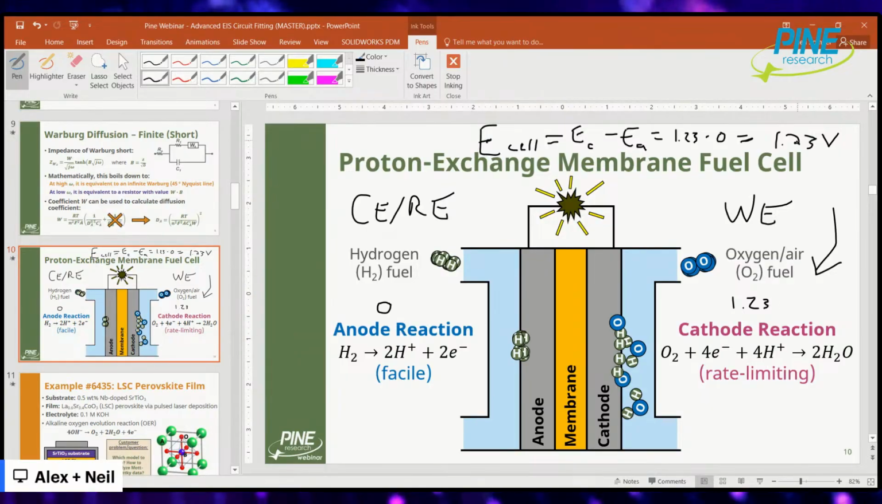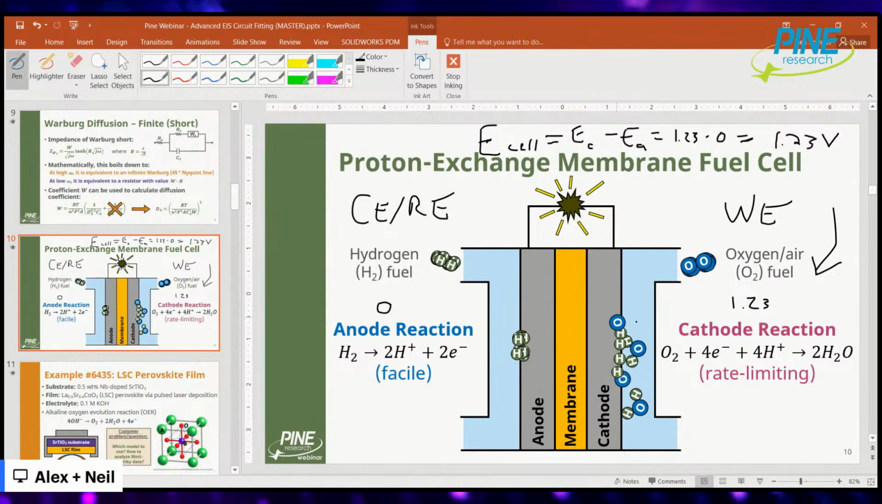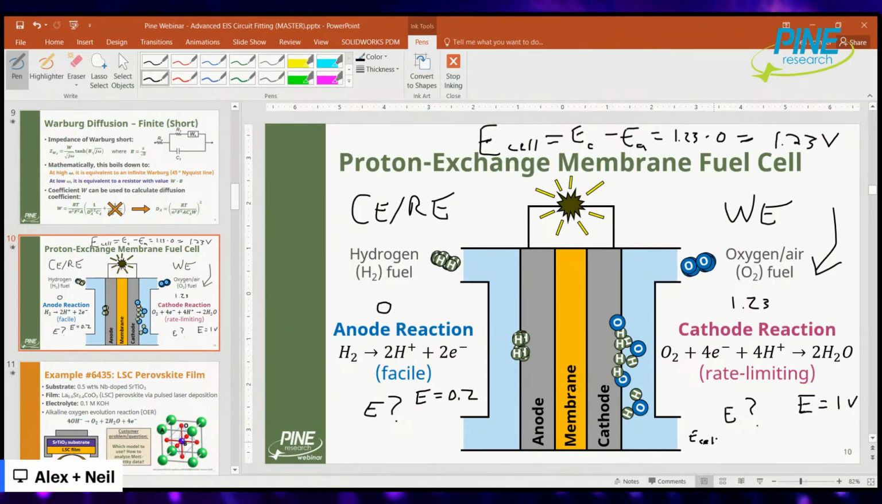And so what we do when we drop the voltage here, the voltage of the cell goes down. So if the voltage of the cell is 1.23, well, what is the voltage here and what is the voltage here? We don't know. That's the point. But let's just give one option, right? If I drop the voltage, this could be 1 volt, and this could be 0.2, and so then my E cell at any moment in time is 0.8, right?